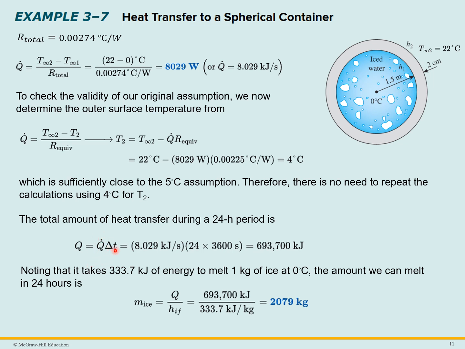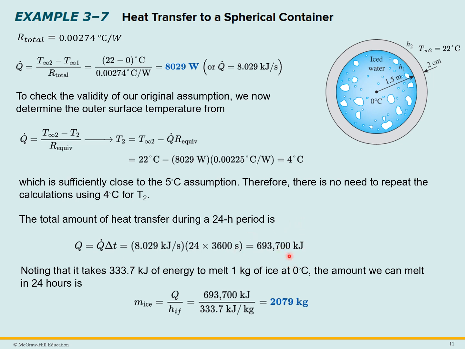So finally, to calculate the total heat transfer during a 24-hour period, we simply multiply Q dot times delta T, the time value. Well, there's 24 hours and 3,600 seconds in every hour. So in a full 24-hour period, the heat transfer that's going to go through here is 693,700 kilojoules.